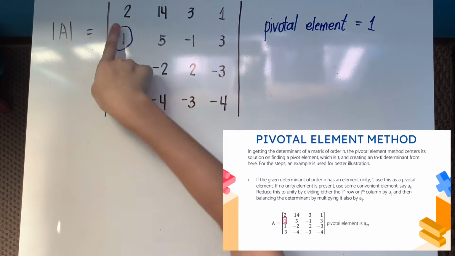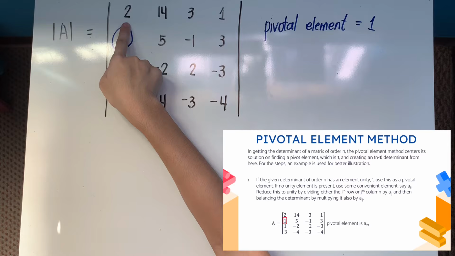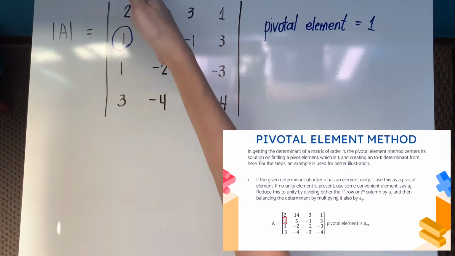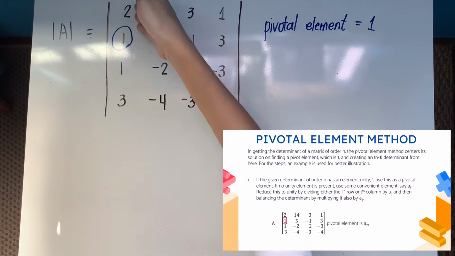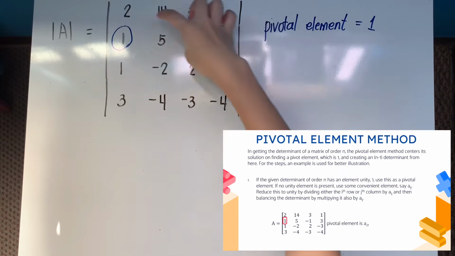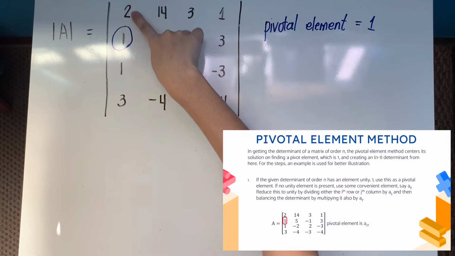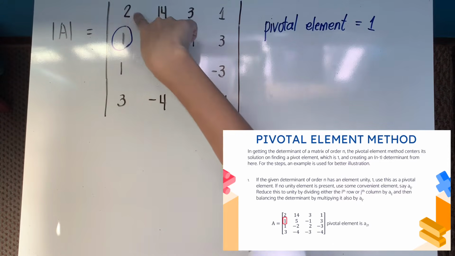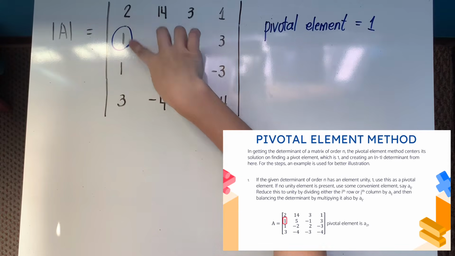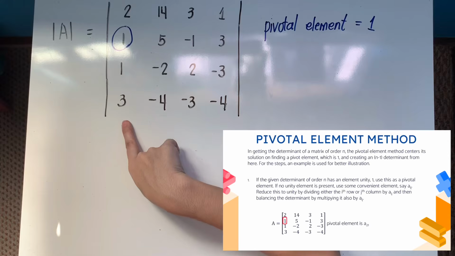So, for example, pinili mo si 2 dito as a pivotal element. To make this 1, you have to divide it by 2. Ibig sabihin, kailangan natin mag-factor out ng 2. So, pumili ka lang kung saan mo i-factor out si 2. It's either you factor 2 from the column where it is placed or the row where it is placed. So, kung pinili mong i-factor out si 2 on the first column, ito yung magiging 2. You'll factor out 2, then this will be 1, etc., etc. 3 halves. Diba?